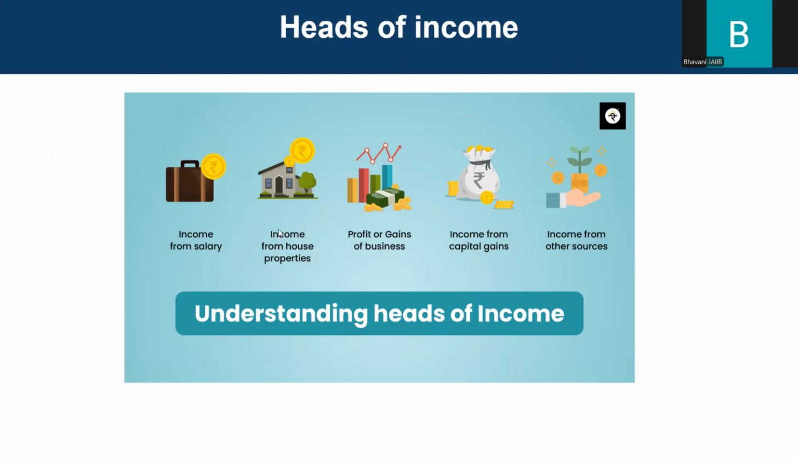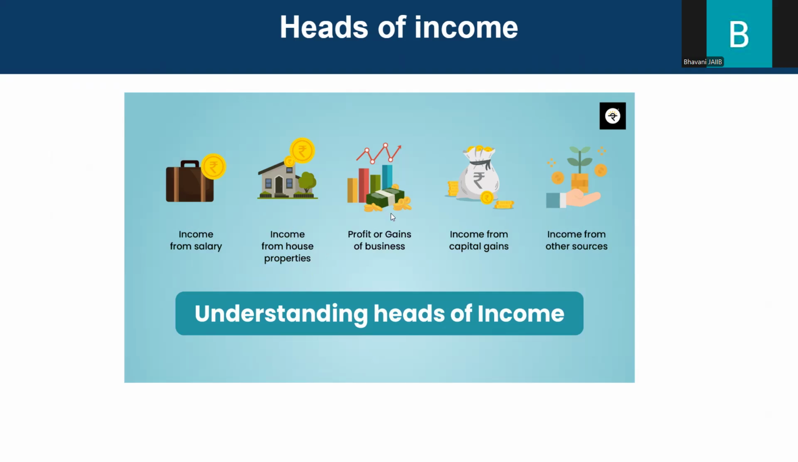Rental income, income from houses or buildings. You own a flat and rent it out for 15,000 per month. This is taxed under house property. Even if you have a second vacant house, it is assumed to be rented and taxed. So you have to keep this in your mind.